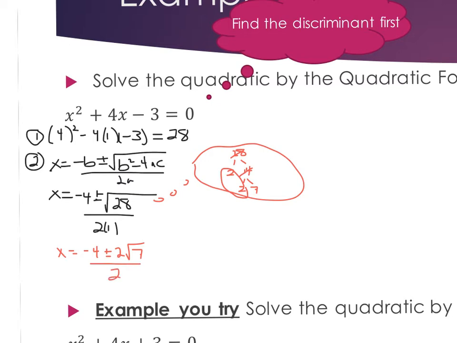Now I have to ask myself, is this reduced as low as it can go? And the answer to that would be no, because if I look at this combination and this combination, every single number can be divided by 2. Okay, so negative 4 divided by 2 is negative 2. 2 rad 7 divided by 2 is just square root 7. And then the denominator is 1. So here is our answer.